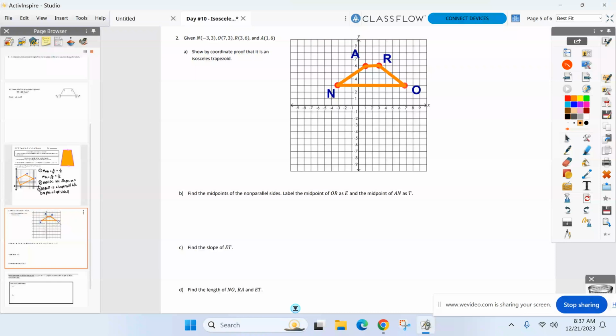All right, so we have Nora. Now we've got to prove it's an isosceles trapezoid. I'm going to start out the same way. I still need a pair of opposite sides parallel. So slope formula for, and we can tell by the graph what two it's going to be, AR and NO. They have to be parallel.